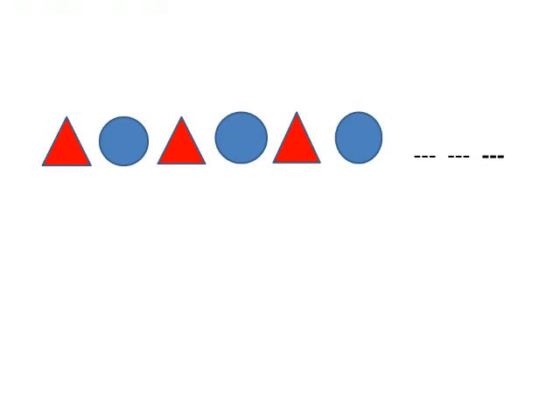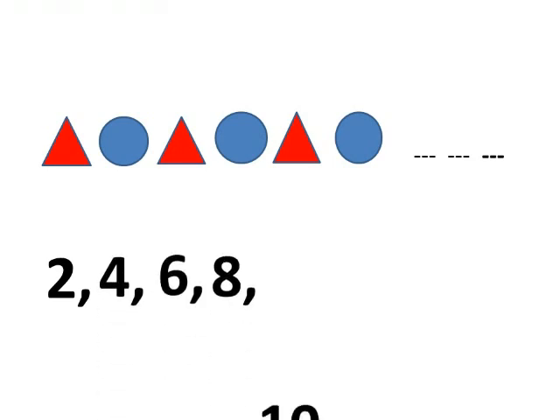Let's say 2. When we skip counts by 2's, we get 4, 6, 8, 10, and so on.